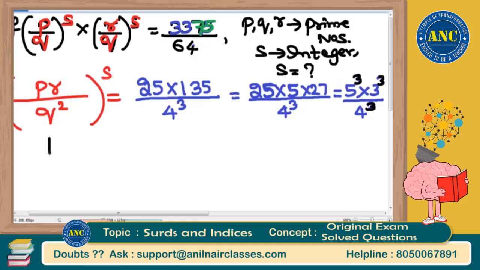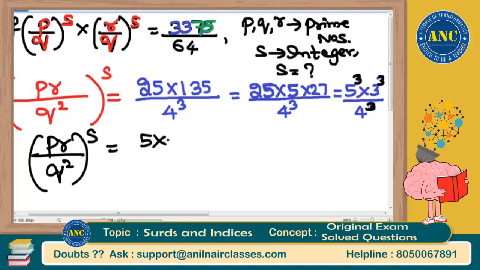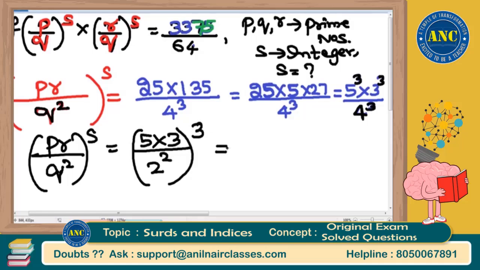Now see here. So (P/Q square) whole to the power of S can now be written as 5 power 3 into 3 power 3, which is (5 into 3) whole power 3. But here you have 4 power 3, and I should get it as Q square power 3. 4 can be written as 2 square, whole power 3. I believe the idea is clear.